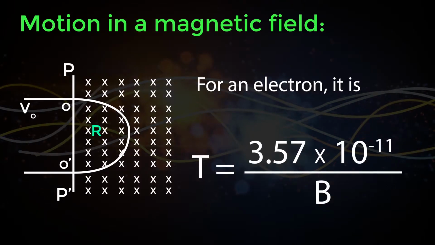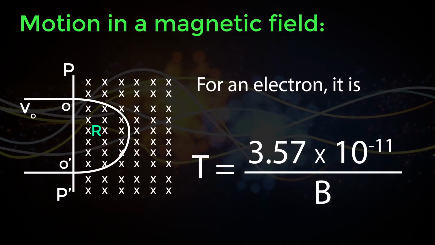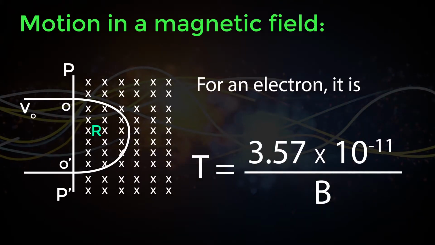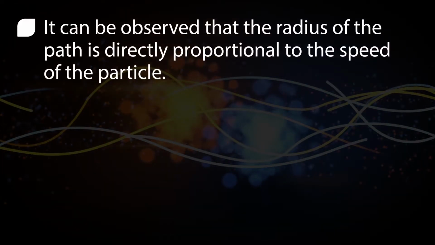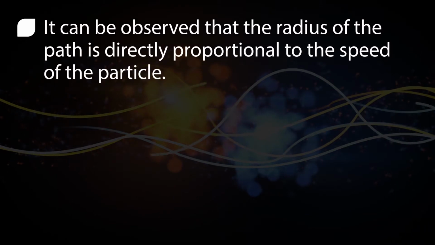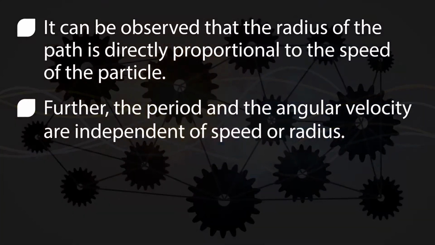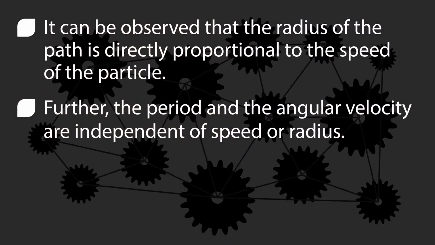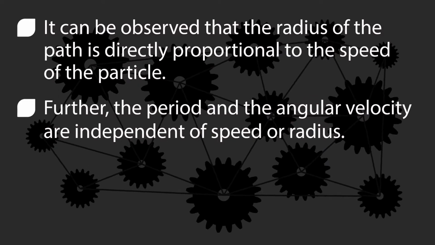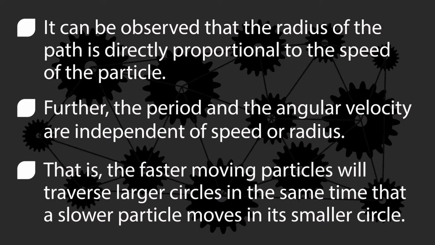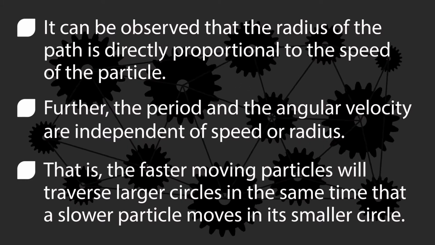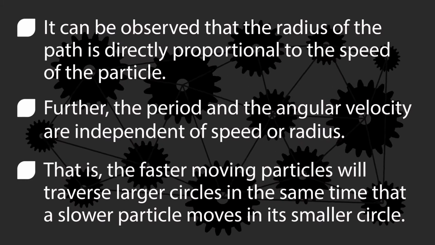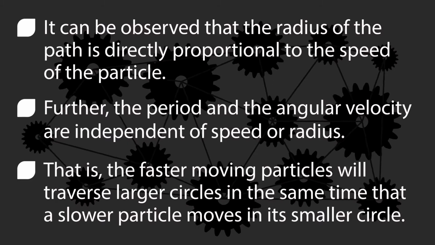For an electron, it is T = 3.57 × 10⁻¹¹/B. It can be observed that the radius of the path is directly proportional to the speed of the particle. Further, the period and the angular velocity are independent of speed or radius. That is, the faster moving particles will traverse larger circles in the same time that a slower particle moves in its smaller circle.